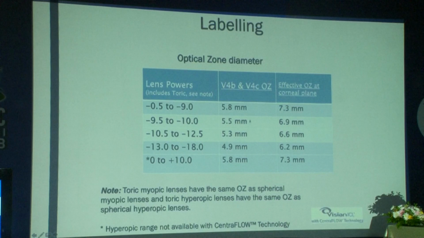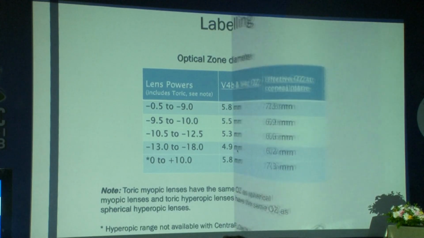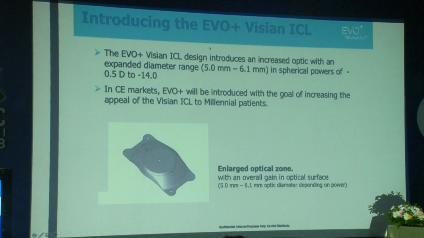This is the optic size or the optic zone diameter for the ICLs, starting from 5.8 millimeter optic size for up to a -9 diopter, and the size of the optic goes on reducing as the power of the lens increases. However, the current, as you may have heard, EVO stands for evolution in visual freedom, and EVO lenses, the concept has been enlarging the size of the optic zone of the ICL.